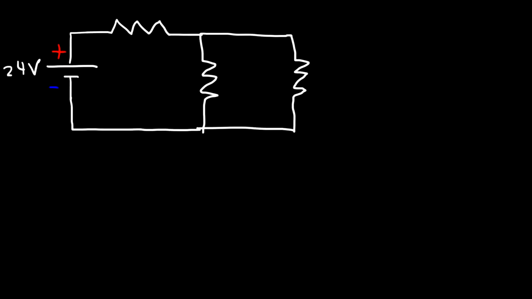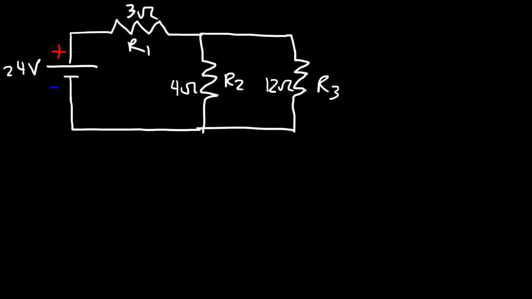We have a resistor in series with two other resistors that are parallel to each other. Let's say this resistor has a value of 3 ohms, and let's call it R1. This is going to be R2, and it has a value of 4 ohms. And R3 has a value of 12 ohms.